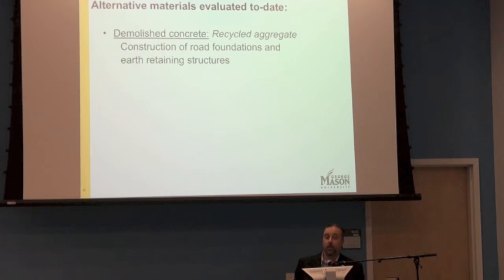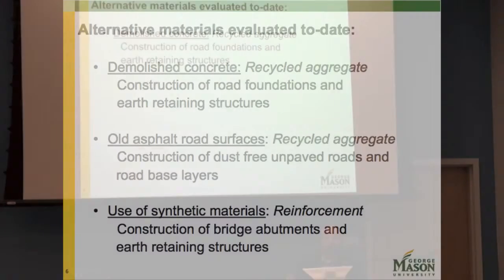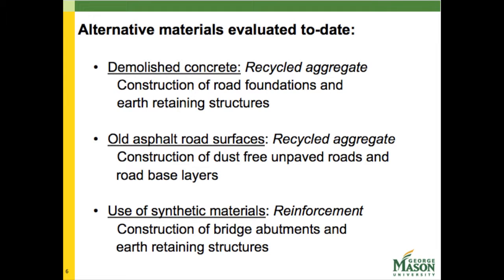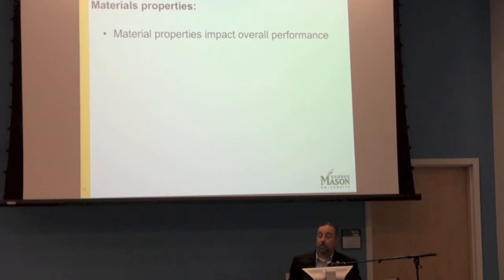So what alternative materials have we been looking at to this point? We've been looking at demolished concrete, to create recycled aggregates to construct new roadways, as well as earth retaining structures. Then we're also looking at old road surfaces, creating recycled aggregates from those to construct dust-free unpaved roads, which provides an alternative way to minimize the energy that's spent to keep the dust away, as well as road base layers. And then we're also looking at different synthetic materials to create reinforcement that will expedite the construction speed on bridge abutments.